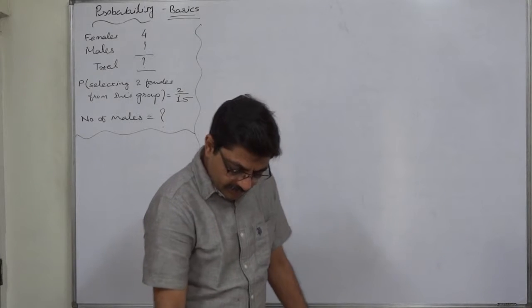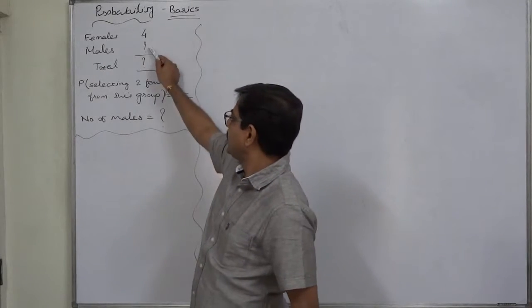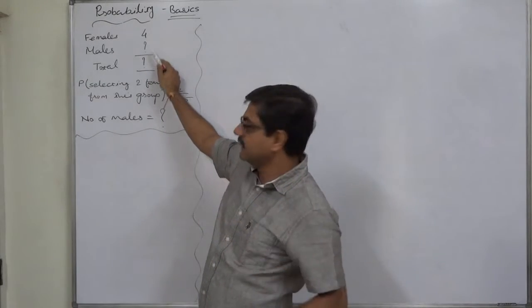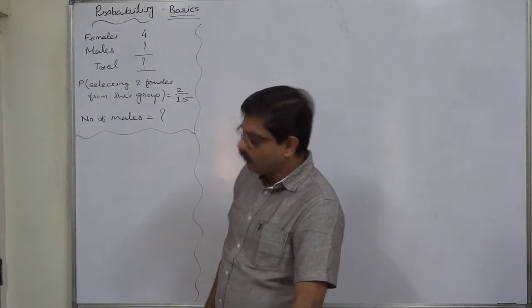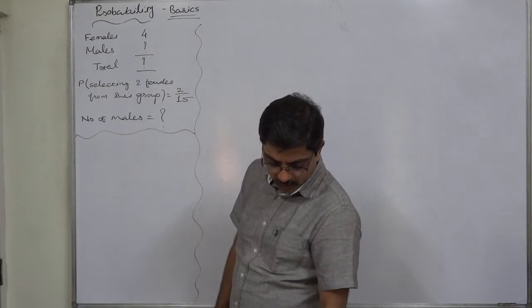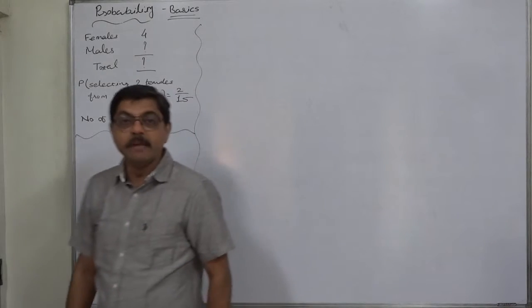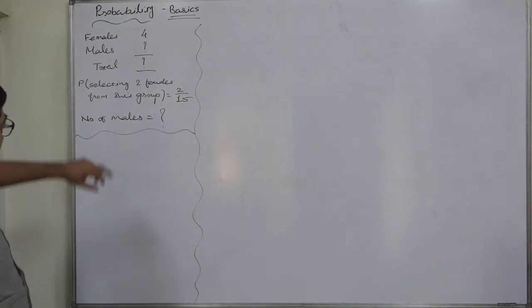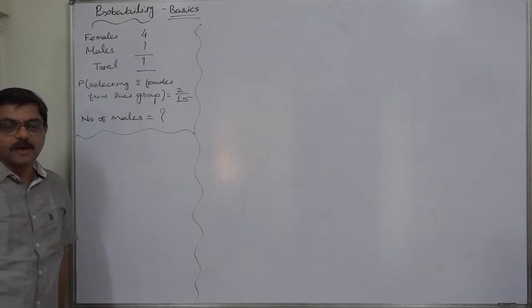The problem given is there are 4 females and some males in a group. The number of males is missing. The probability of selecting 2 females from this group is 2 by 15. Find out the number of males in the group.